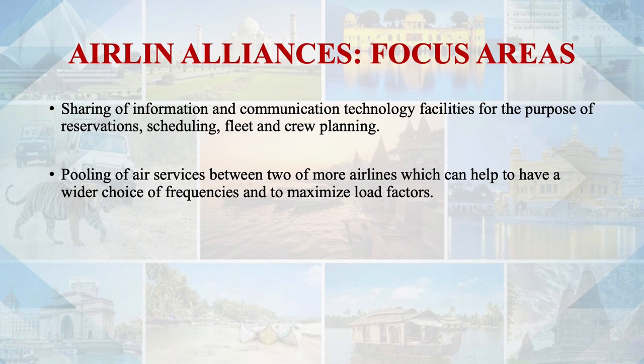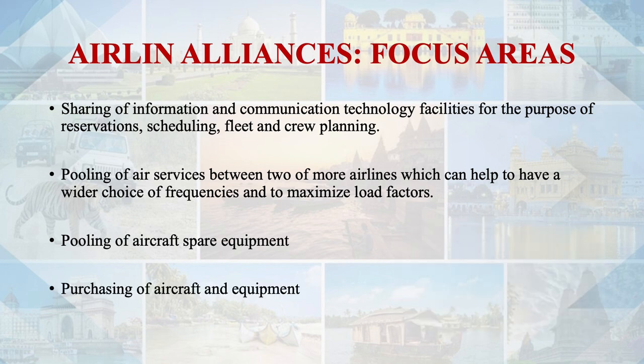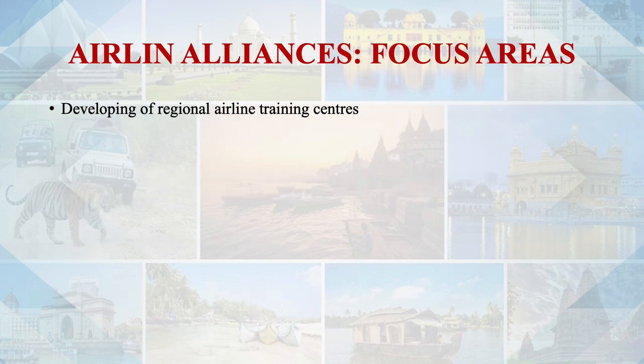Pooling of air services is done within the alliances. These alliances are formed by a number of airlines. This is a kind of cooperation between the airlines in order to help each other so that they can make a lot of advantages. They pool the services between two or more airlines, which can help to have a wider choice of frequencies and to maximize load factors. Pooling of aircraft spare equipment is also possible. The purchasing of aircraft and equipment is also done with a kind of understanding.